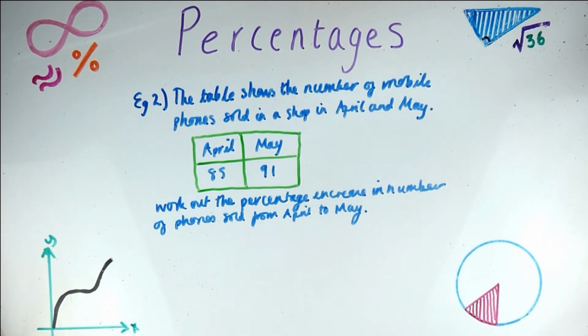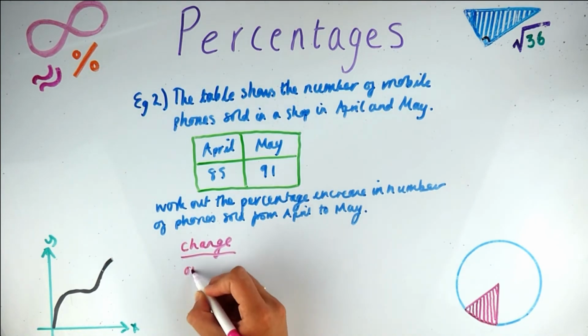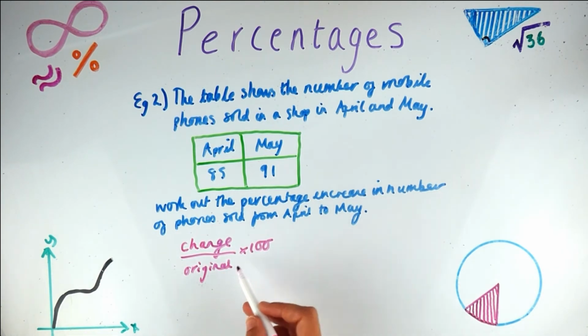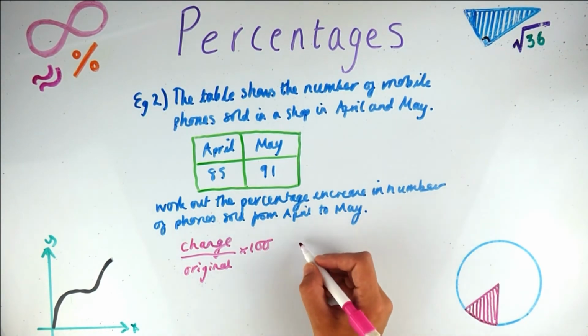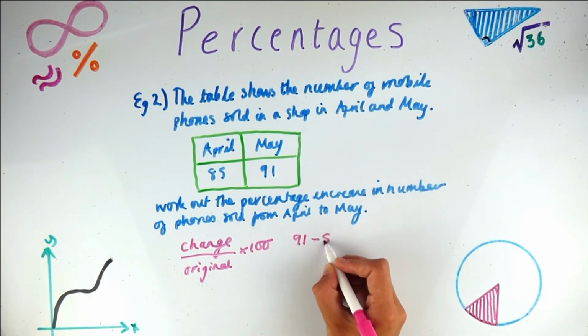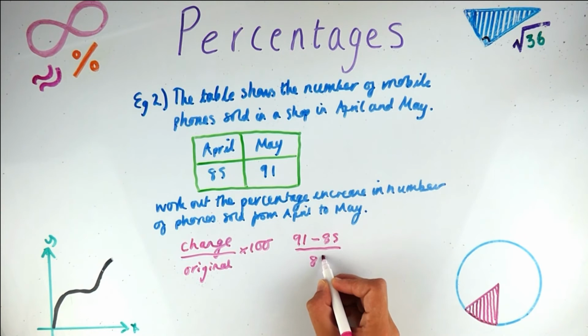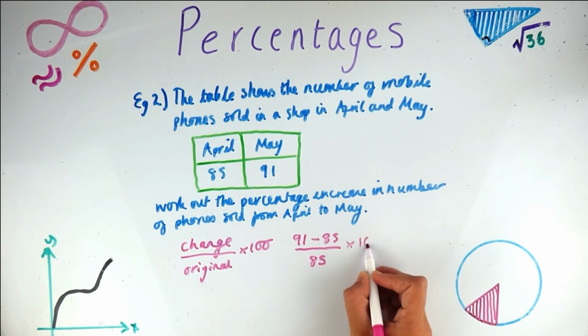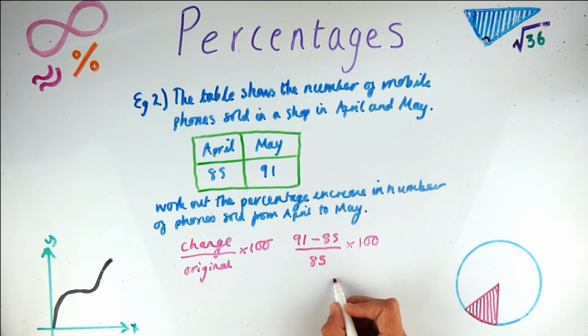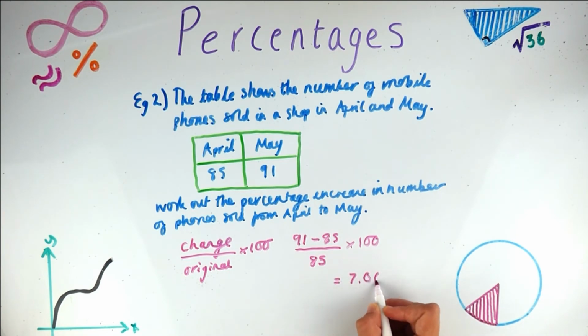So percentage increase, we're going to write down the formula again. Change divided by original times 100. Now our change here is the difference between the phones sold in April and in May. So that's the difference between 91 and 85. Our original number is the number of phones sold in April. So that's the smaller number of 85, and we times that by 100. And that gives us 7.06%.